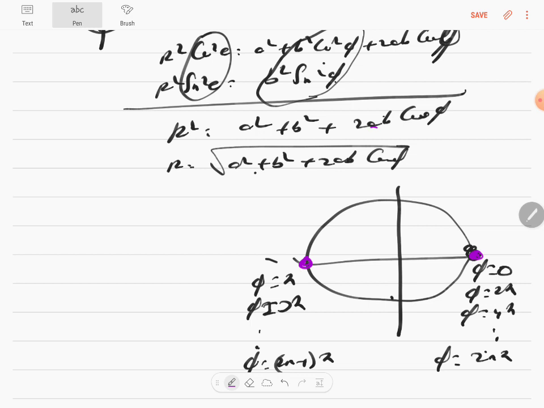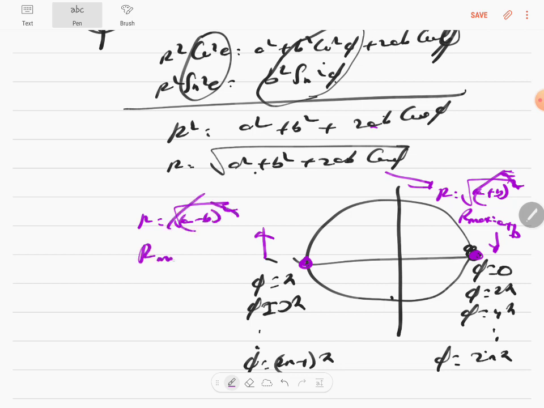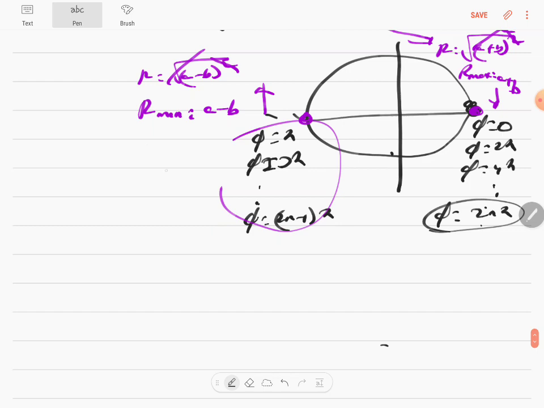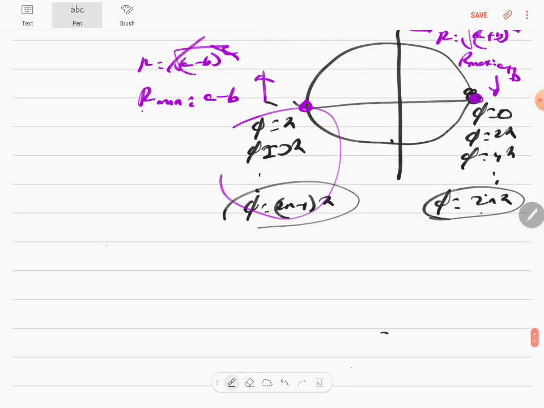So the resultant amplitude r for this position becomes the root of (a plus b) the whole square, root and square get cancelled. R maximum will be a plus b on substituting all these conditions. So substituting this condition, cos π is minus 1, so r will become the root of (a minus b) the whole square, and so r minimum is a minus b, which occurs at these angles. So therefore you know that maxima occurs when φ is equal to 2nπ, and minima occurs when φ is equal to (2n minus 1)π, and these are the two things you should understand. Therefore r maximum by r minimum is a plus b by a minus b.